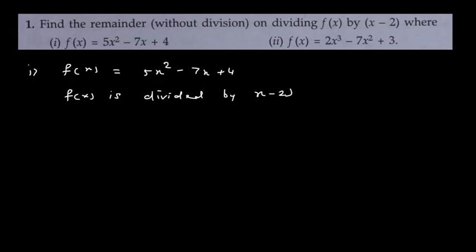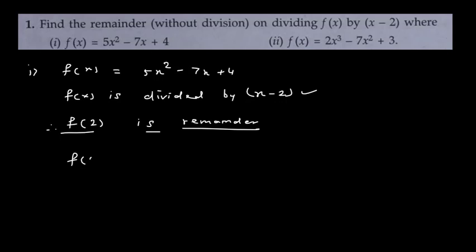In this first problem, f(x) is given as 5x square minus 7x plus 4. Now this f(x) is divided by x minus 2. So therefore f of 2 is the remainder. I hope you know the remainder theorem: if the polynomial is divided by x minus a, then f of a is the remainder. So here it is divided by x minus 2, so f of 2 is the remainder.